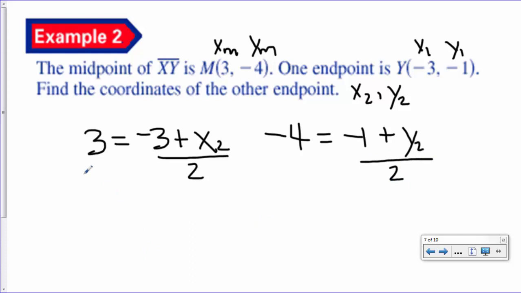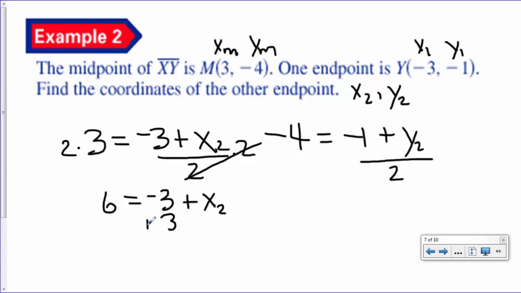This looks like a tough algebra equation. It's very simple if we just get rid of the denominator of the 2. I'm going to multiply both sides by 2 in order to get rid of that denominator. 2's go away. 2 times 3 equals 6, equals negative 3 plus the second x. Remember that this just means placement. Add 3 to both sides to get x by itself.